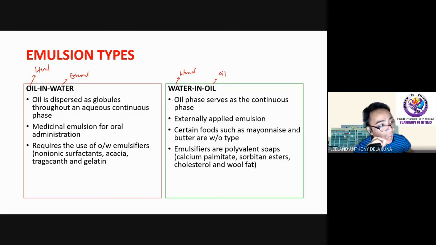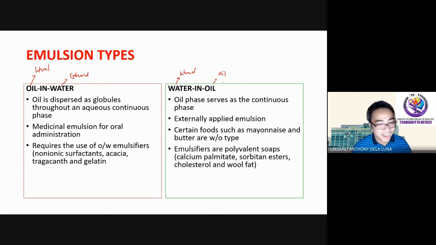Kaya nga class, if you're trying to look for a water in oil emulsion, halimbawa, nagawa ka ng ointment. Ointments class are water in oil type of emulsions. Bakit? Kasi it leaves a film. Or di kaya class, ano ba magandang example? Yung pag sa araw, ano nga ba tawag dito? Sunscreen, yun, sunblock. So sunscreen class, it's a water in oil type. Alam mo bakit? Kasi class, kailangan mo mag-leave ng layer dyan to protect your skin from the sun. Kasi pag oil class ang basis, ang kanyang external phase, it creates a thin layer. So it helps protect your skin from sunlight.